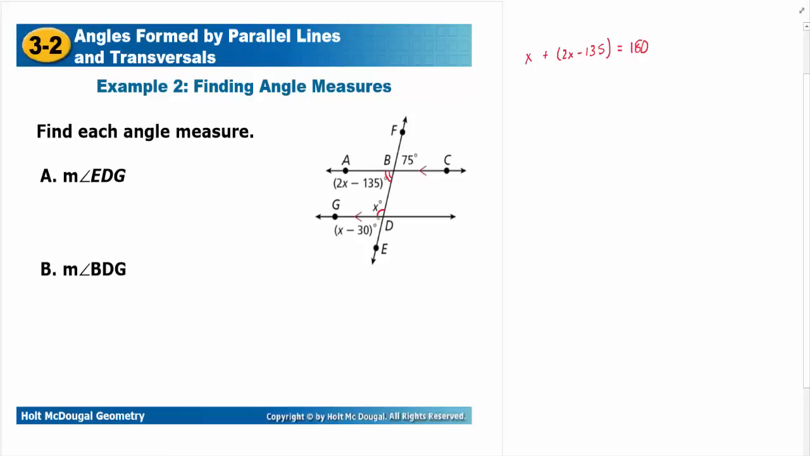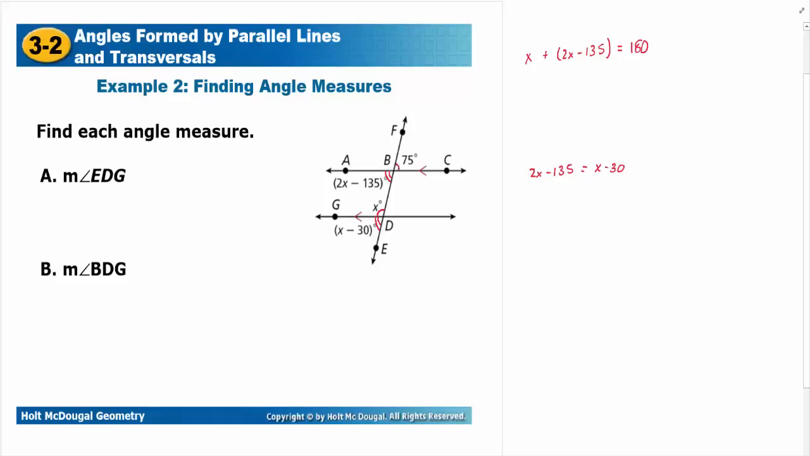Also, look here, I got my small angle right here, and I got another small angle. These are corresponding, so you could also go 2x minus 135 equals x minus 30. Nothing wrong with that.